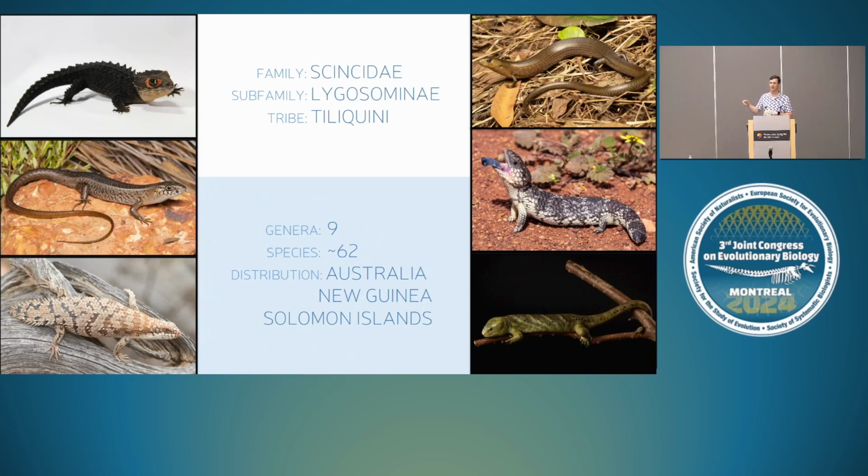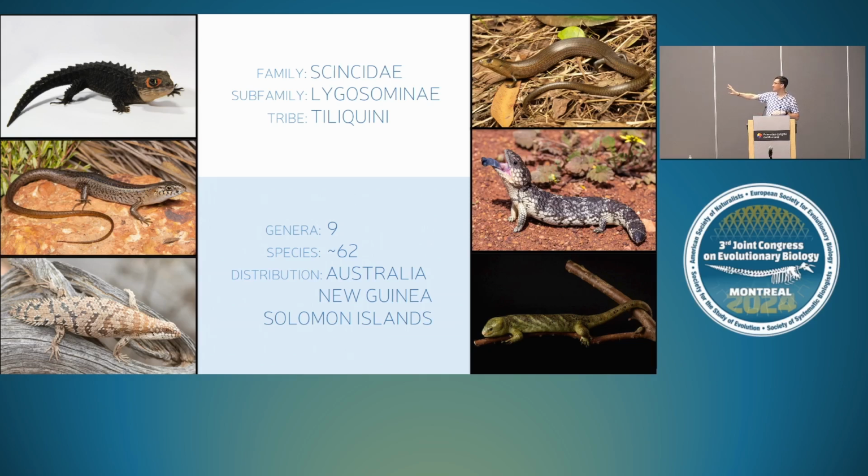So we're going to talk about the Egernia-like tribe Tiliquini, which is a tribe that's native to Australia, New Guinea, and the Solomon Islands. There's about 60 species, about 9 living genera. They're an interesting group to ask these kinds of questions about morphological evolution because they're really varied in their morphologies. On the left side of the slide, in the middle, you have a really traditional looking skink: 4 well-developed limbs, overlapping scales, long tail.